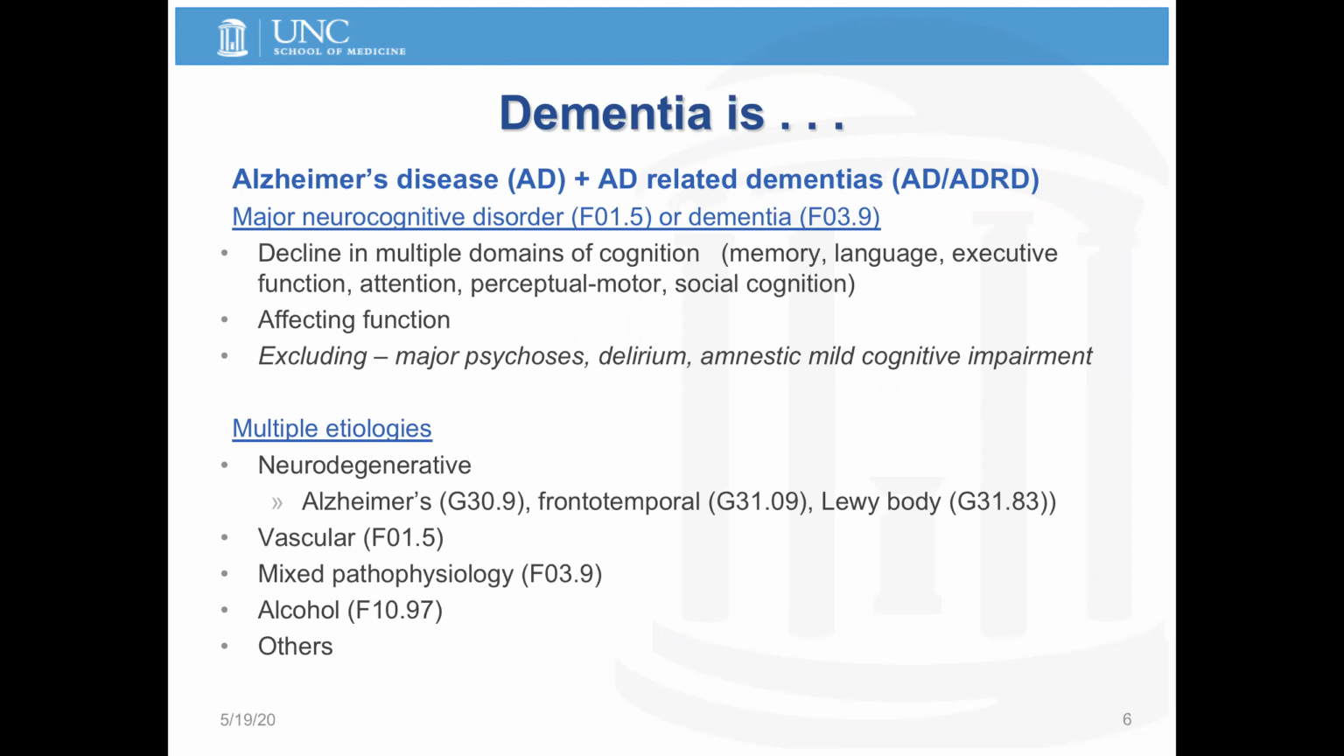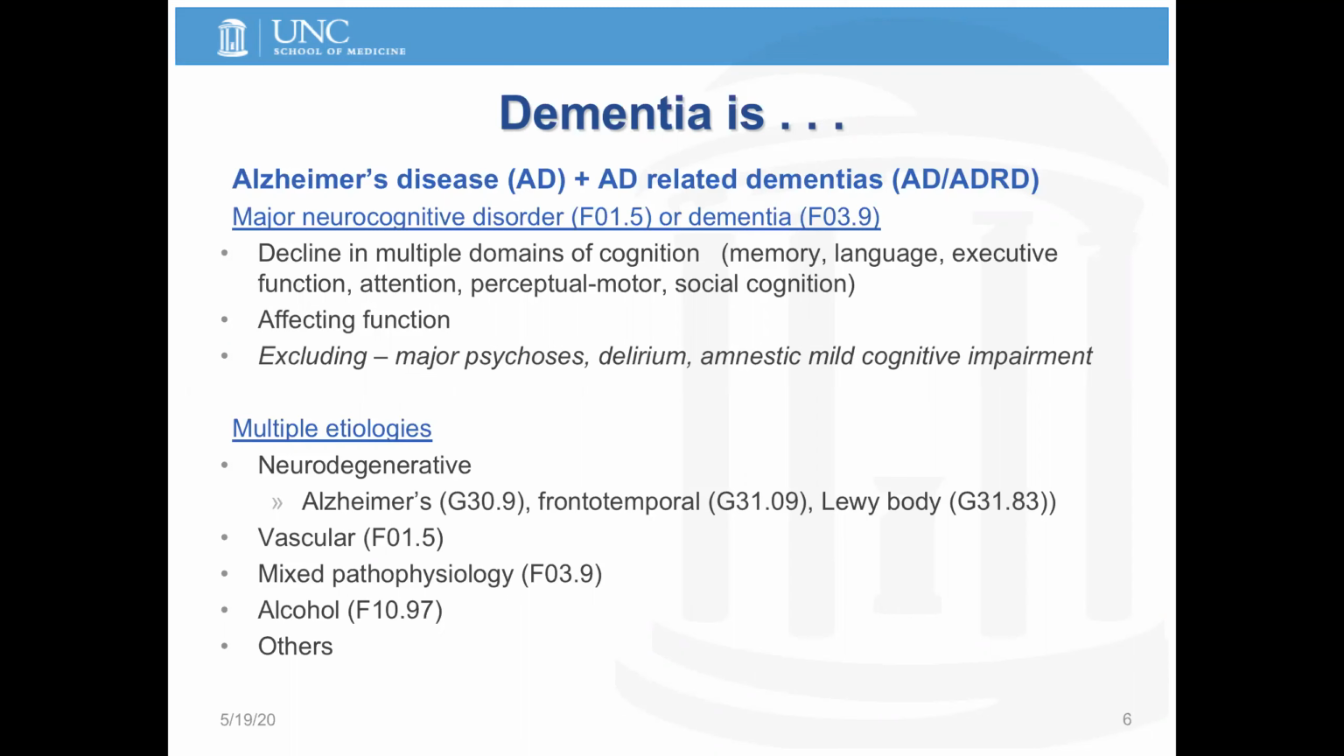What we really mean by all these terms is a clinical syndrome that involves decline in multiple domains of cognition. Memory is often the first thing thought of, but not necessary for the definition. Language, executive function, attention, perception, and motor function, as well as social cognition. And these declines in domains of cognition need to be significant enough that they affect function, as well as exclusion of other conditions that might mimic dementia.